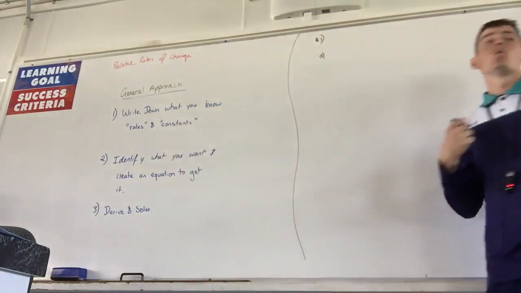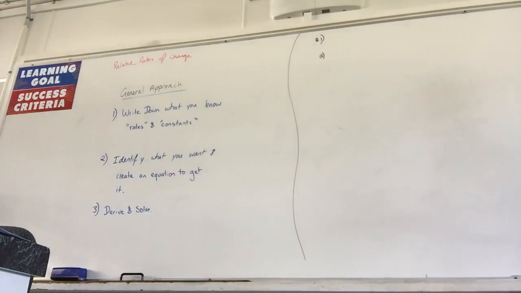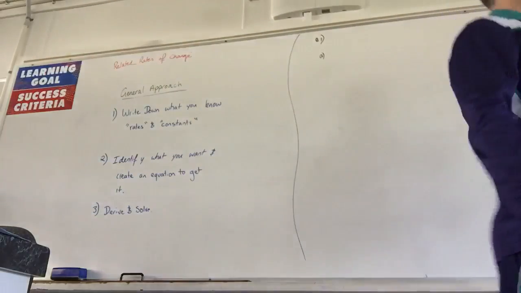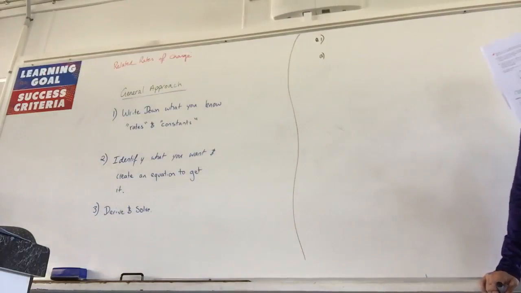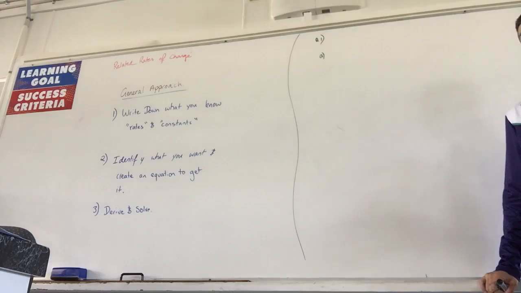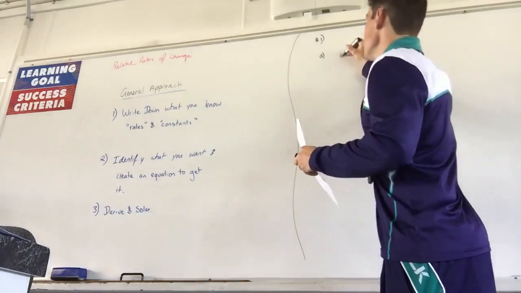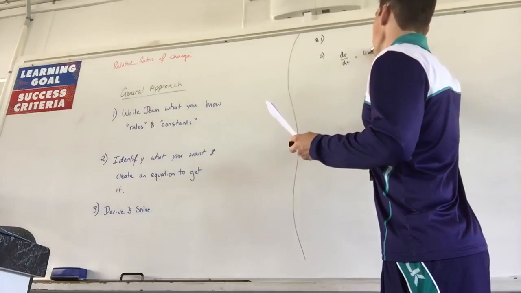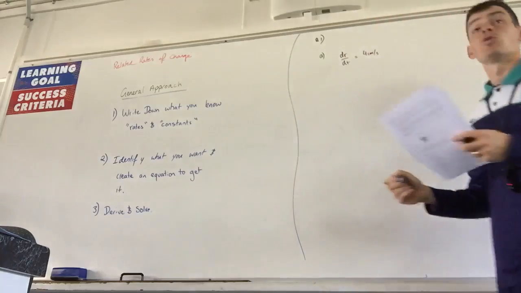Then our first question, what did we know? We had: the radius of a sphere is increasing at 4 centimetres per second. What is the rate of increase of the surface area when the radius is 9 centimetres? So what do we know? What's increasing? Wouldn't that be dr/dt equals 4 centimetres per second? Do we know anything else?